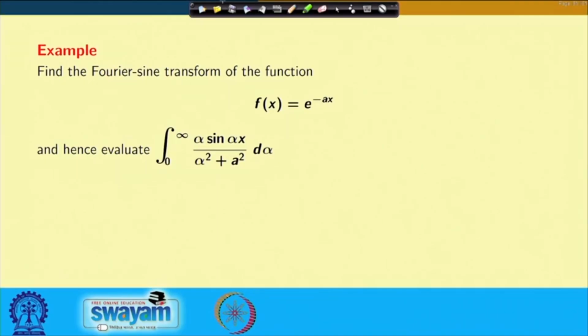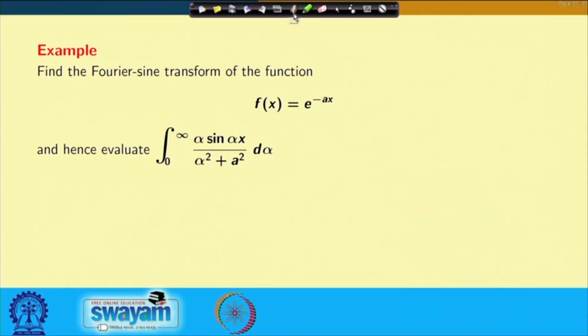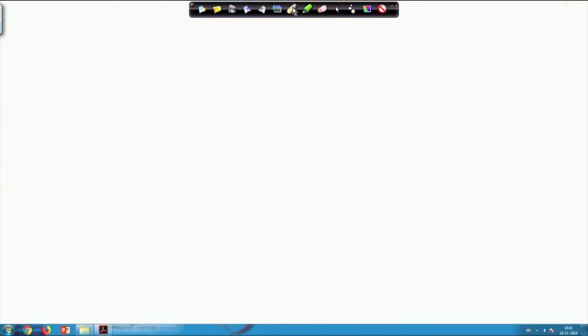Welcome back. In the last lecture, we saw how to find the Fourier transform, Fourier cosine transform and Fourier sine transform of a particular function f(x), when f(x) is defined either from minus infinity to infinity or from 0 to infinity, and we have seen the derivation of that. Let us make a recap of this first.